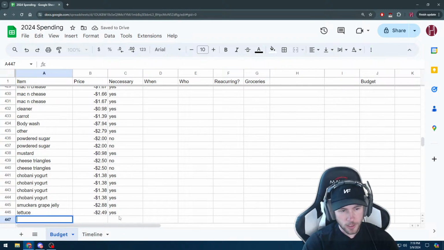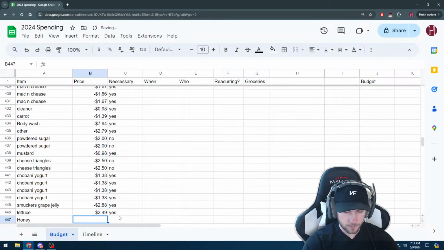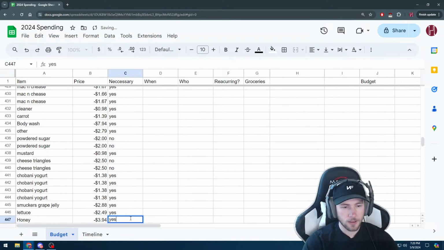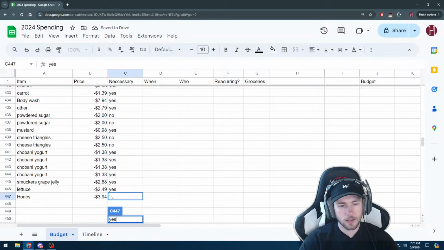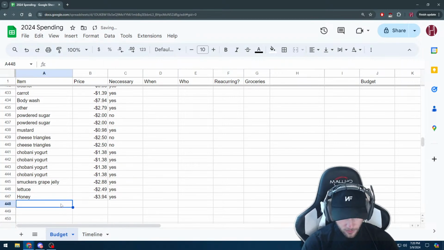We got some honey. Honey bear to be exact. It's a 3.94. Yes. We use honey to make different sauces and stuff, so I put it down as a yes. Plus, it's good for when you're sick.